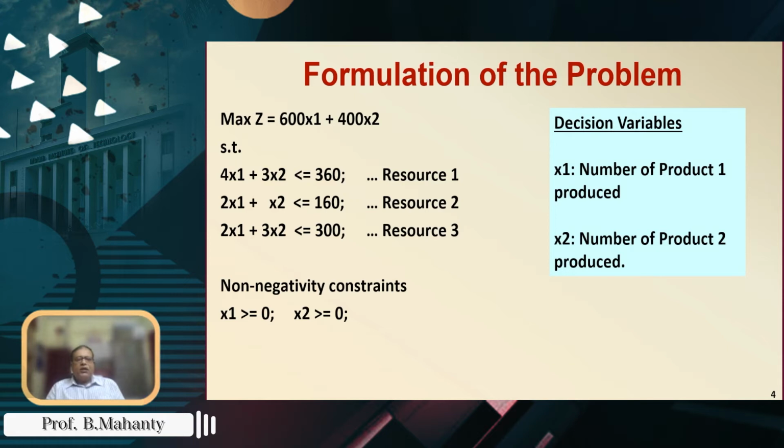So in this formulation, what we are basically saying is that instead of making the two products, that is X1 number and X2 number, if we give these three resources whose availabilities are 360, 160 and 300 respectively, the total rent that we are going to get is 360 Y1 plus 160 Y2 plus 300 Y3. That is the first thing, assuming that Y1, Y2 and Y3 are the three rents.